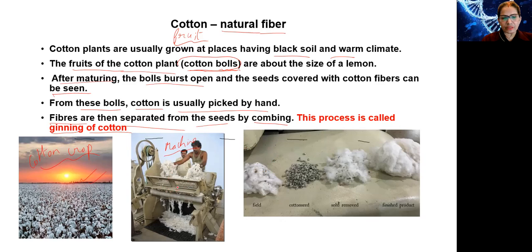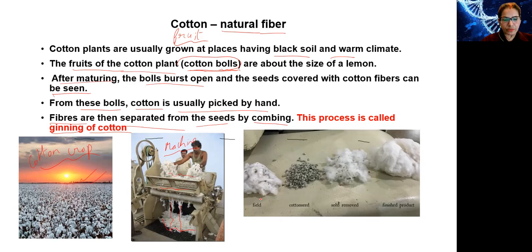By machine, it is done this way, where the cotton with the seed is placed here, and when the machine starts working, it starts functioning, then the cotton will be collected here and the seeds will remain in a chamber. Okay, so fibers are separated from the seeds. So the seed has got the cotton fibers. Now those fibers are separated from the seeds either by hand or by using a machine.